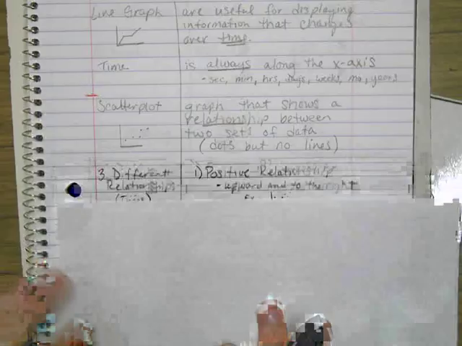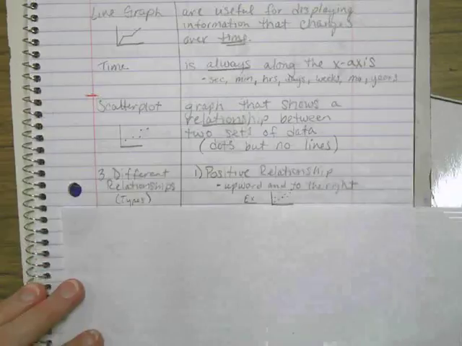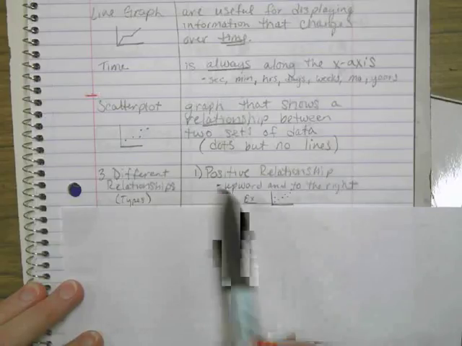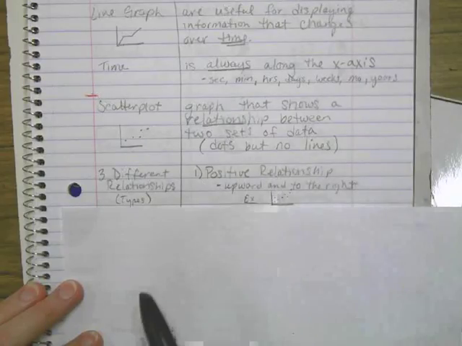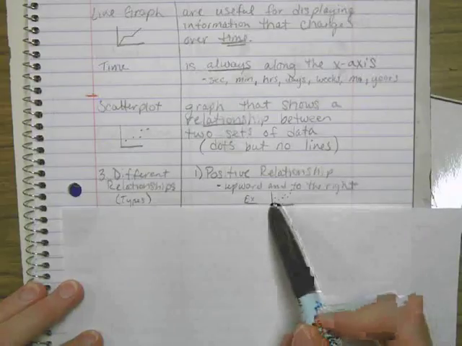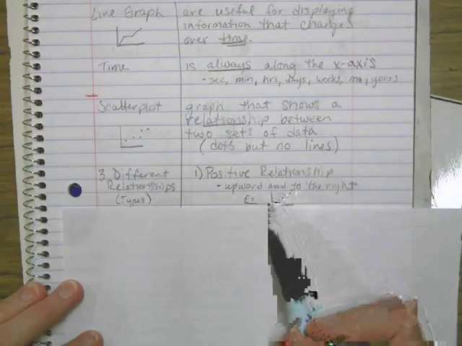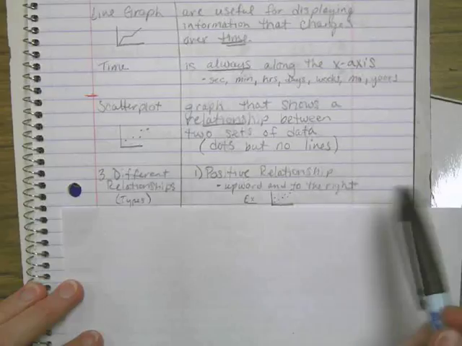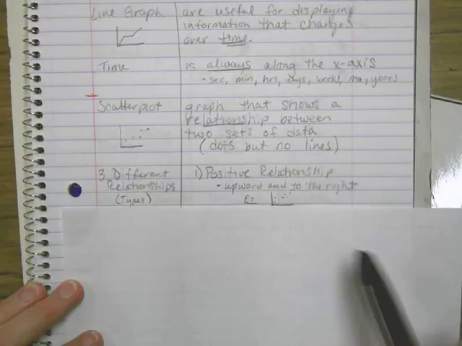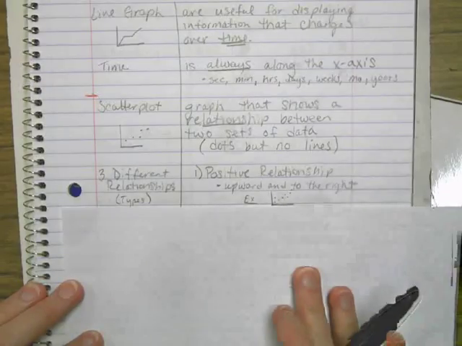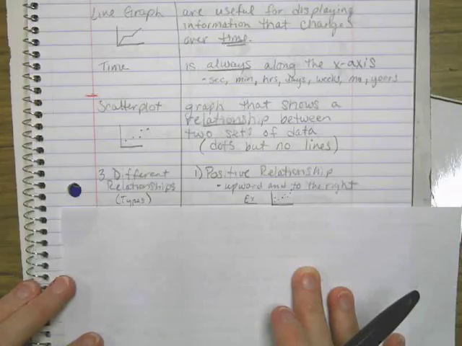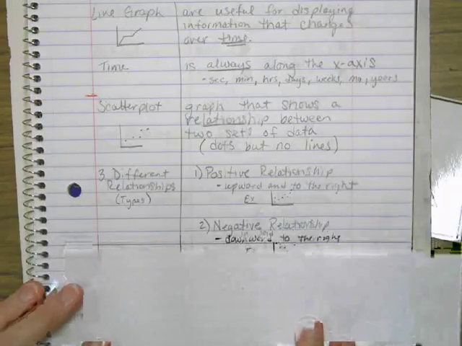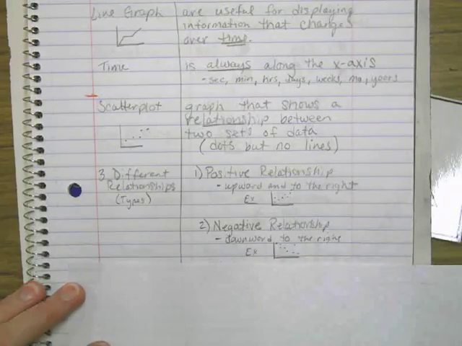There are three different types of scatter plots. There are three different relationships, or three different types of scatter plots. The first type is a positive relationship. Anytime you have a scatter plot where the dots are kind of random, but they're kind of going into a pattern where they're going upward and to the right, you are looking at a scatter plot that is showing a positive relationship. So from that, you can probably guess what the second type is. The second type is a scatter plot where you have a negative relationship.